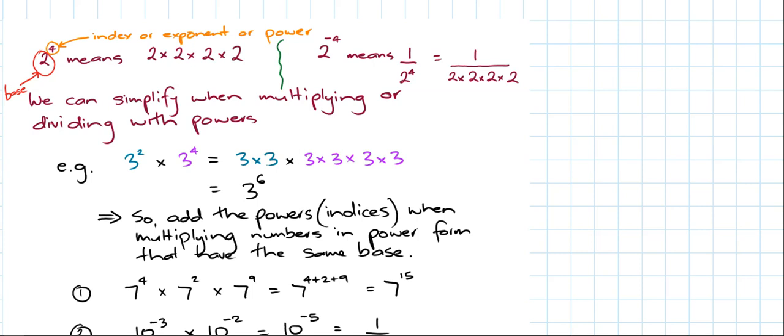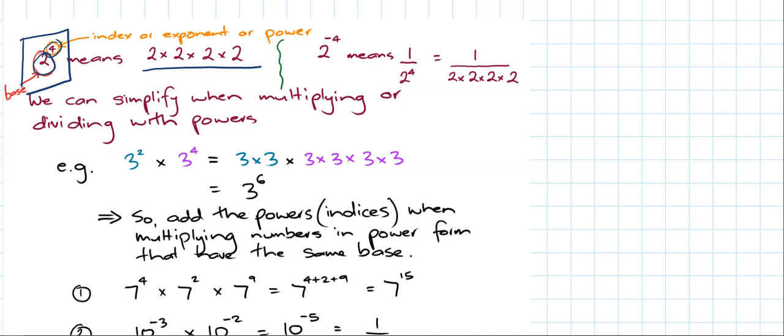Hi there. We're going to have a look at something called index rules, and it's really looking at how to simplify expressions when we're dealing with numbers in power form. Just a quick reminder: when we're dealing with numbers in power form, this number here is called the base, and this number here is called the exponent or the power. So that is 2 to the power 4, and it can be expressed like that in full.